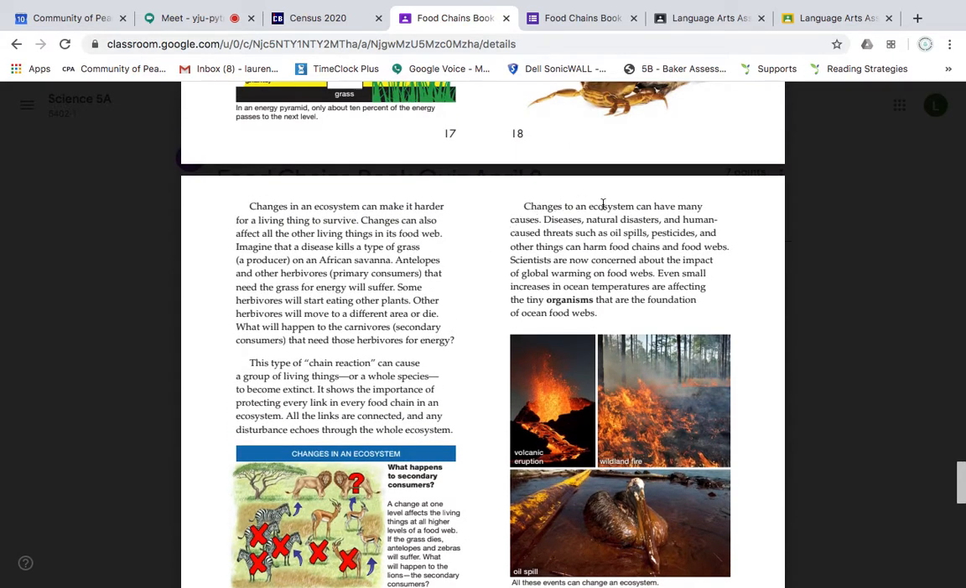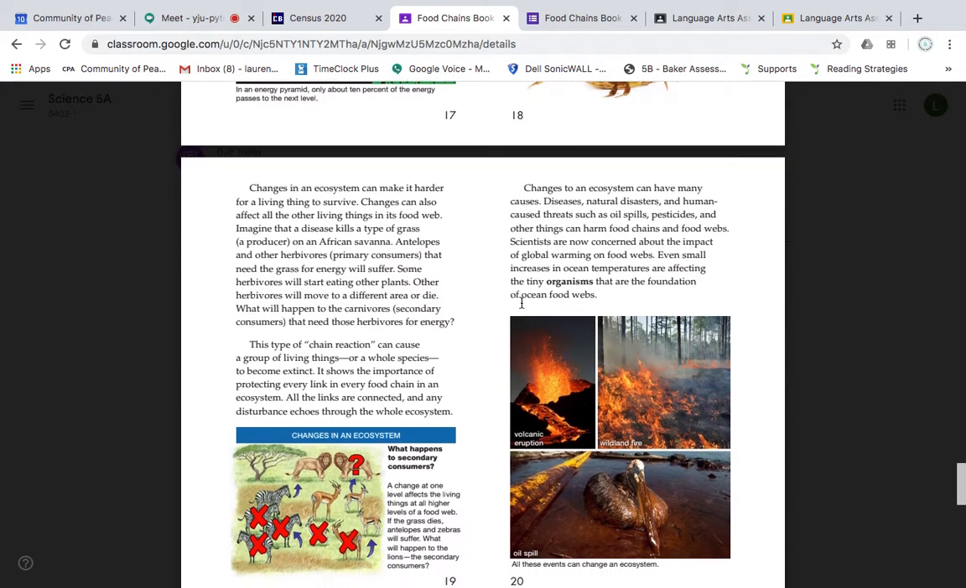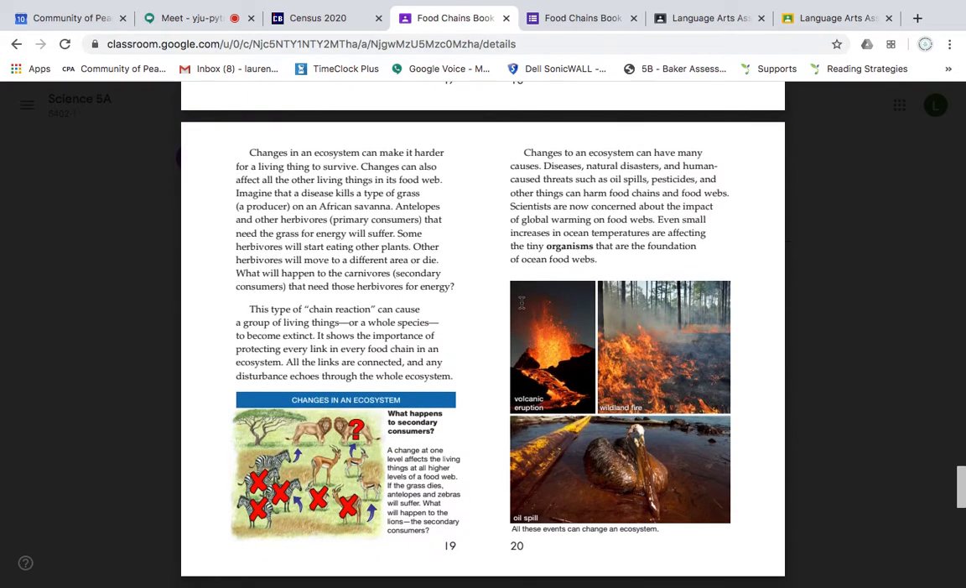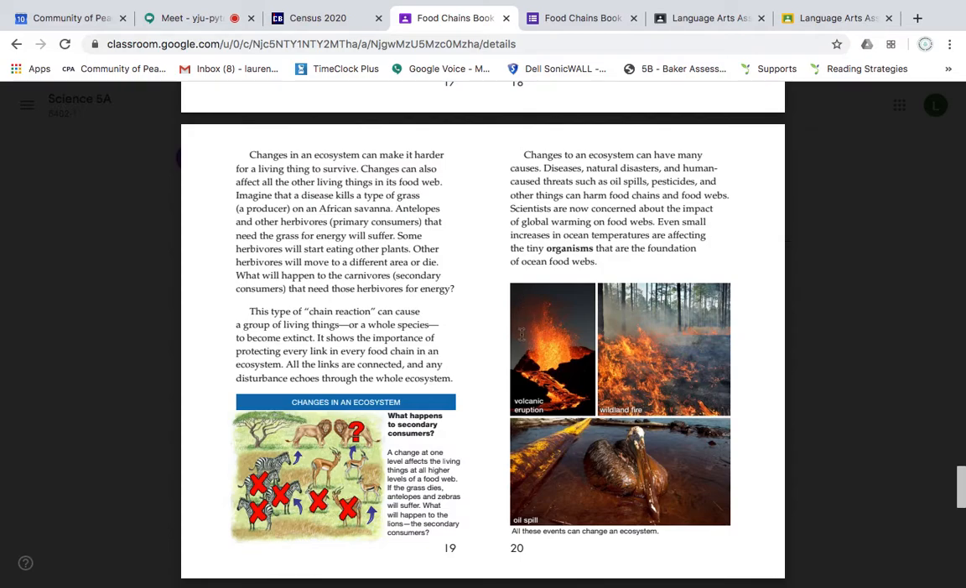Changes to an ecosystem can have many causes. Diseases, natural disasters, and human-caused threats such as oil spills, pesticides, and other things can harm food chains and food webs. Scientists are now concerned about the impact of global warming on food webs. Even small increases in ocean temperature are affecting the tiny organisms that are the foundation of ocean food webs.